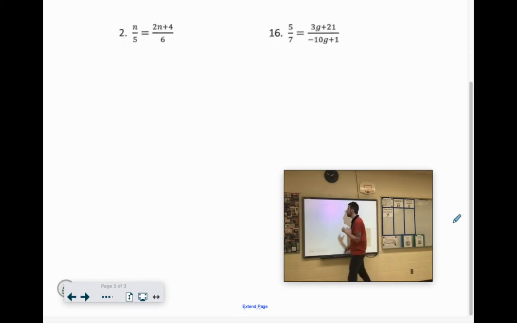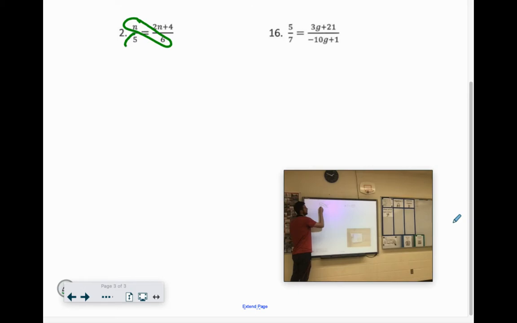So on number 2, when we're cross multiplying, we're really doing n times 6, and we're doing 5 times 2n plus 4. Now usually you just have one term on each of those. So that 5 times 2n plus 4 might look a little tricky at first. But here's how we're going to set it up. We're just going to do 5 and then parentheses 2n plus 4 equals, and then n times 6 is just 6n.